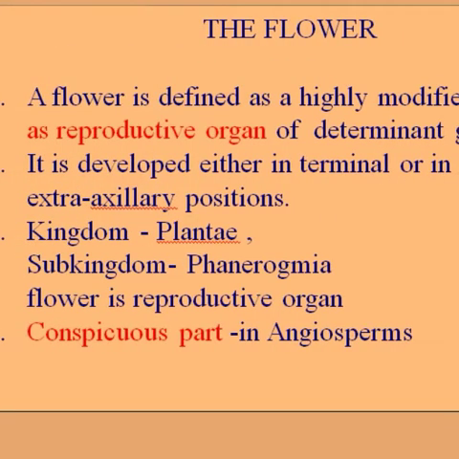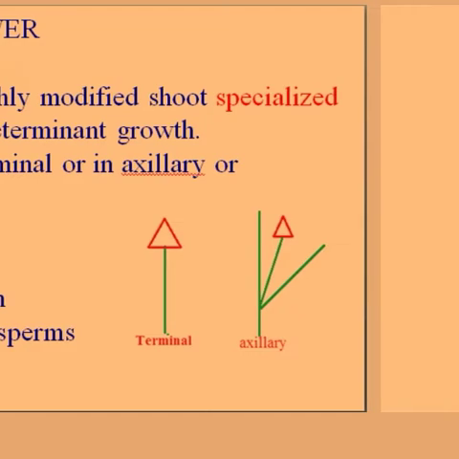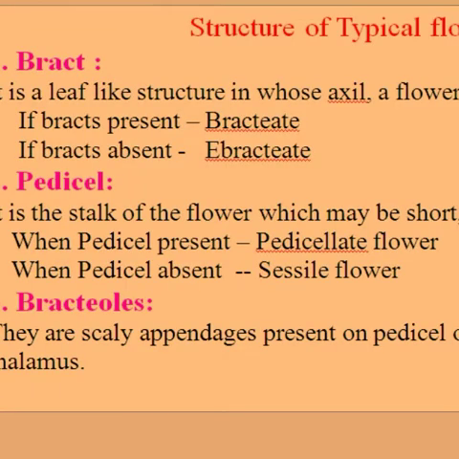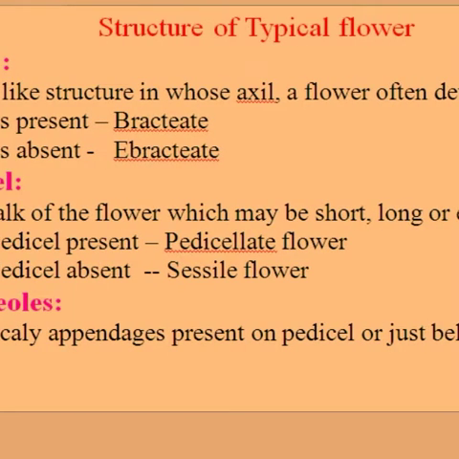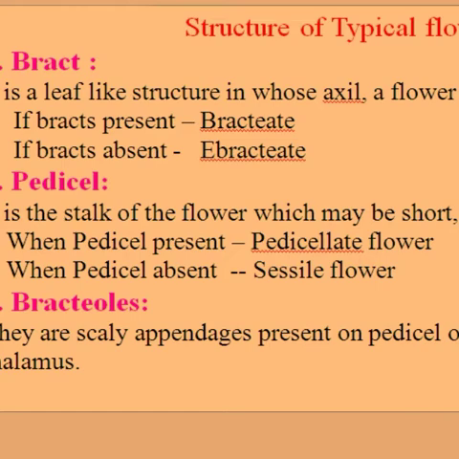Then in the kingdom Plantae and the subkingdom Phanerogamia, flower is a reproductive organ. Flower is the main reproductive organ. And in angiosperms, this flower is a conspicuous part. Then the structure of the typical flower.